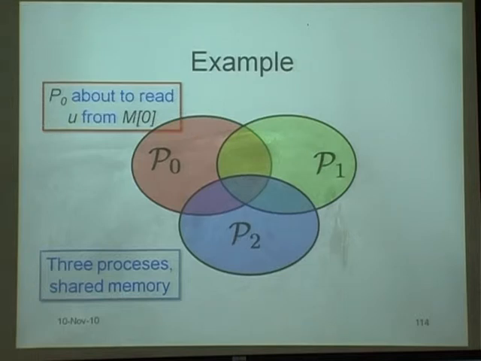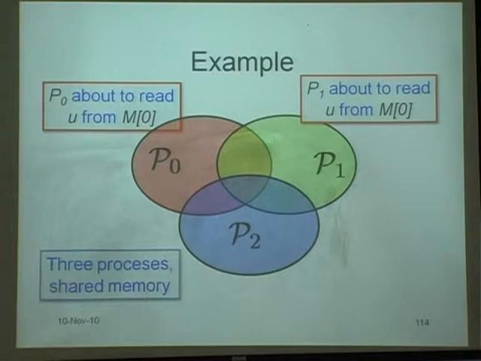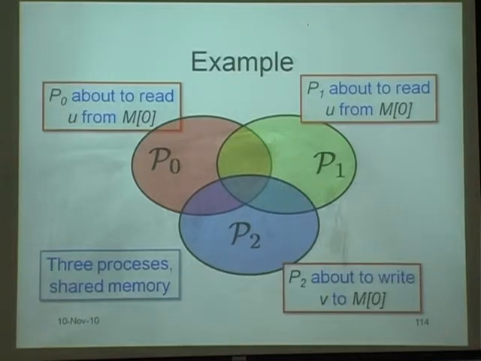Okay, so let's say P0 is about to read some value u from the memory. P1 is about to do the same thing. And P2 is about to write a different value to the memory. So each one is ready to take a step in this state.